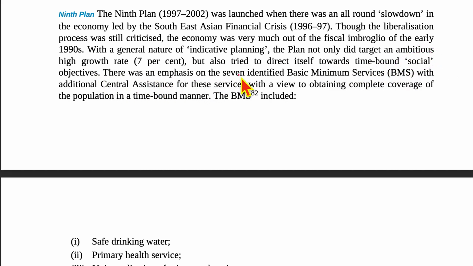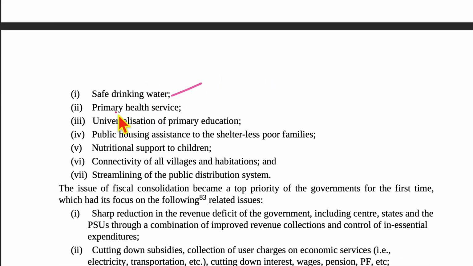There was an emphasis on the 7 identified basic minimum services, with additional central assistance for these services, with a view to obtain complete coverage of the population in a time-bound manner. The basic minimum services were safe drinking water, primary healthcare services, universalization of primary education, public housing assistance to shelterless poor families, nutritional support to children, connectivity of all villages and habitations, and streamlining of the public distribution system.